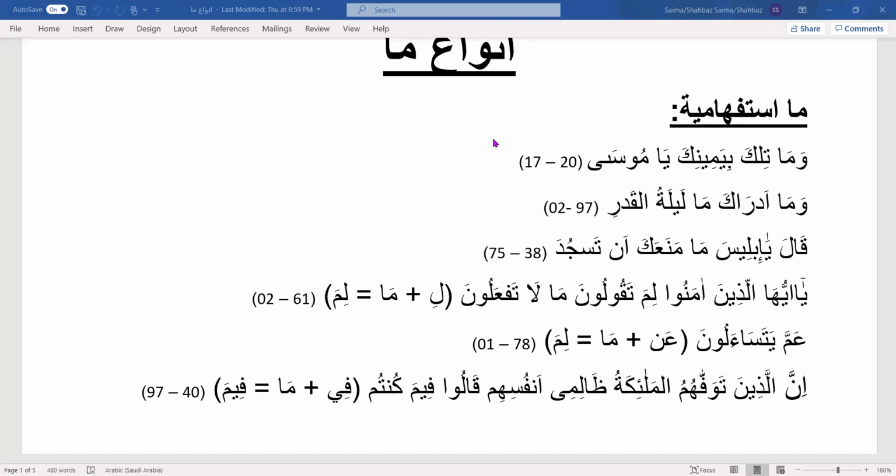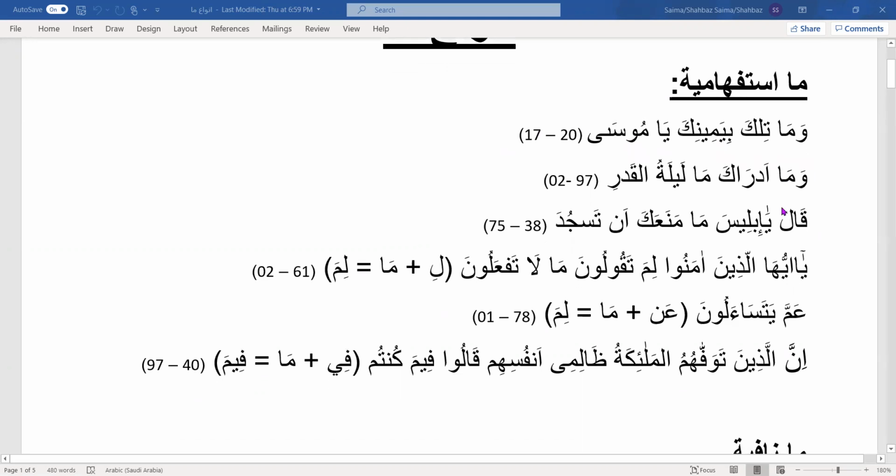So istifham, istafhama yastafhimu istifham. And from that word istifhamiyah is made. To ask, to understand, faham, understanding. To ask, to understand, meaning asking questions. So the first example inside Quran I wrote here, it is used quite often in Quran.